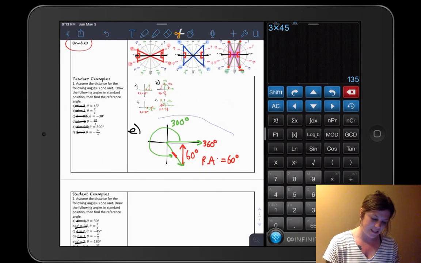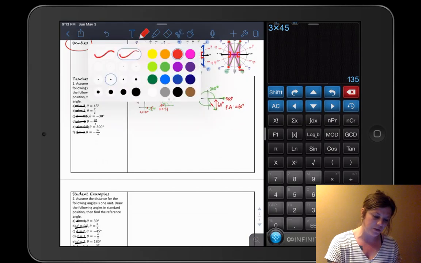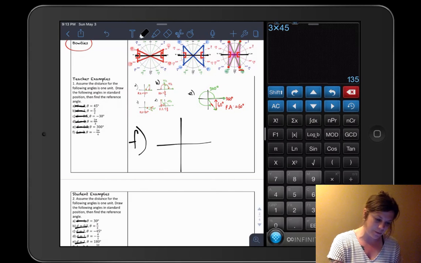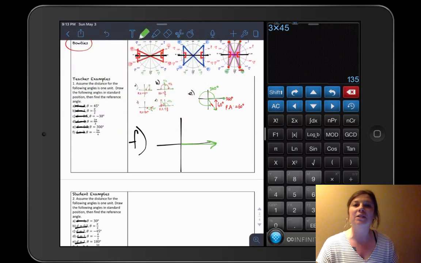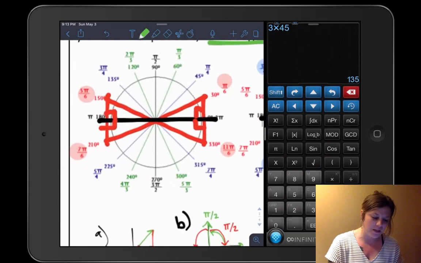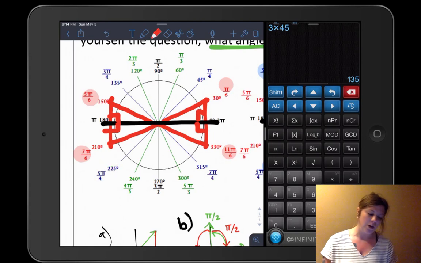All right, last one for me, and then y'all get to try your own. This one's kind of a tricky one, but it's a good example. We have our initial side always on the positive x-axis, and then we're going negative 5 pi over 4. So on my reference, I know that 5 pi over 4 is right here. That's my 5 pi over 4.